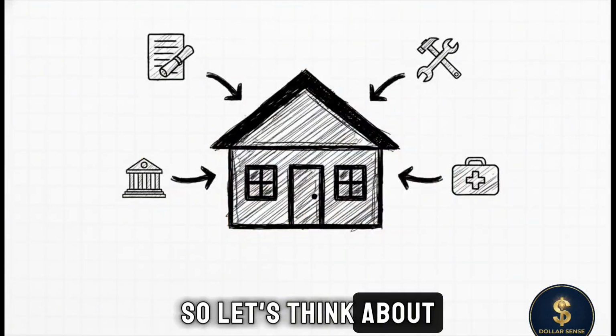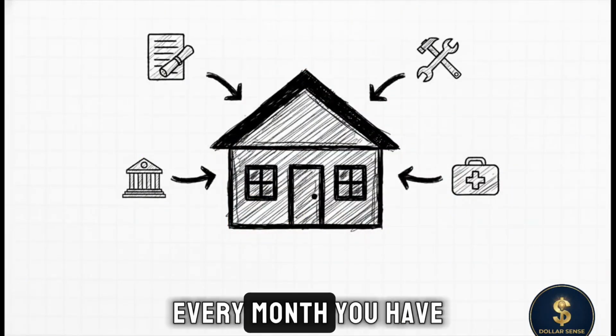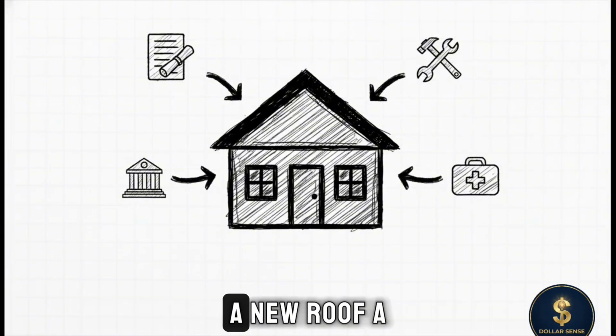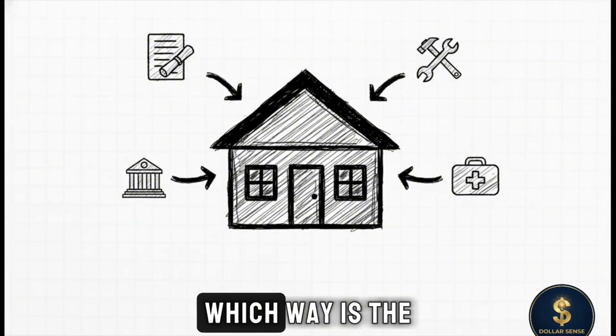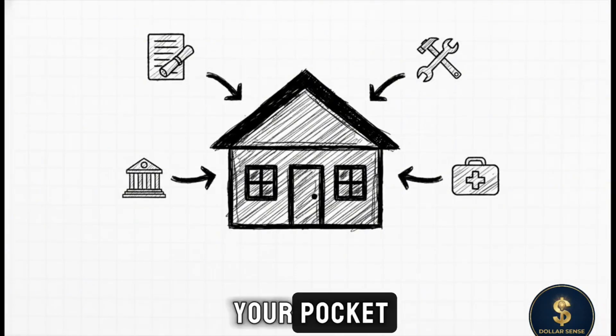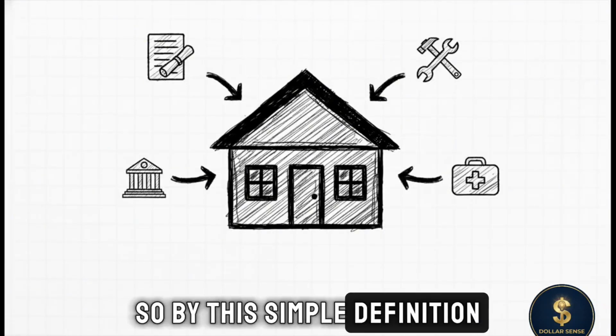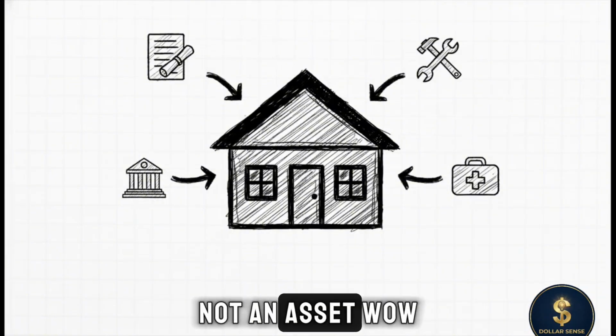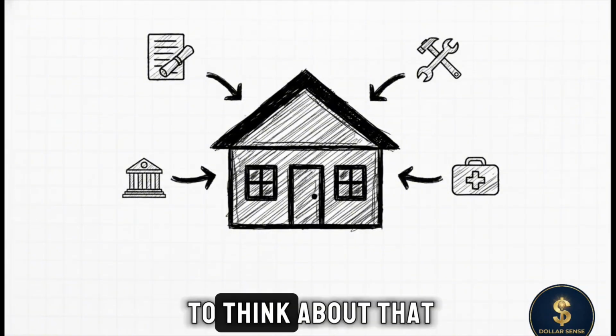So let's think about your house again. Every month, you have a mortgage payment going out, property taxes going out, insurance, a new roof, a broken water heater. Which way is the money flowing? It's flowing out of your pocket. So, by this simple definition, your primary residence is actually a liability, not an asset. Wow, just take a second to think about that.